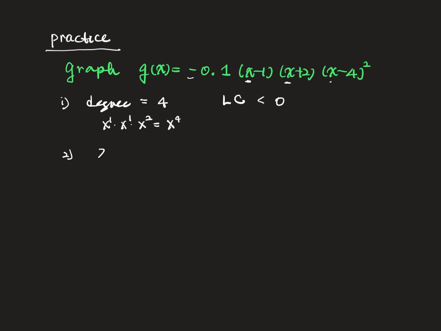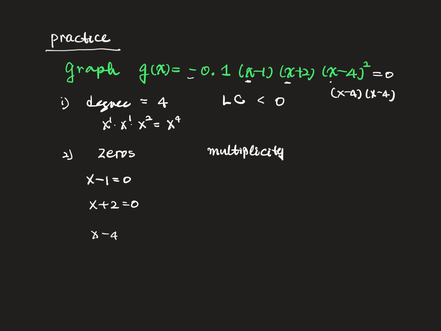Second, zeros and multiplicity. Let's check it. All right, so this should be 0, right? So x minus 1 equals 0. X plus 2 equals 0. X minus 4, x minus 4. How many x minus 4? X minus 4 equals 0. X minus 4 equals 0.